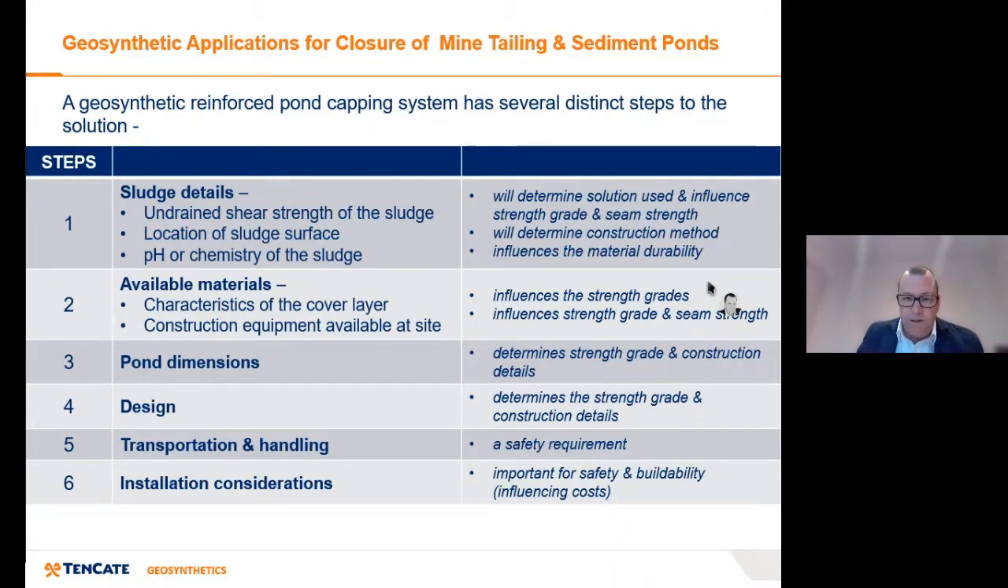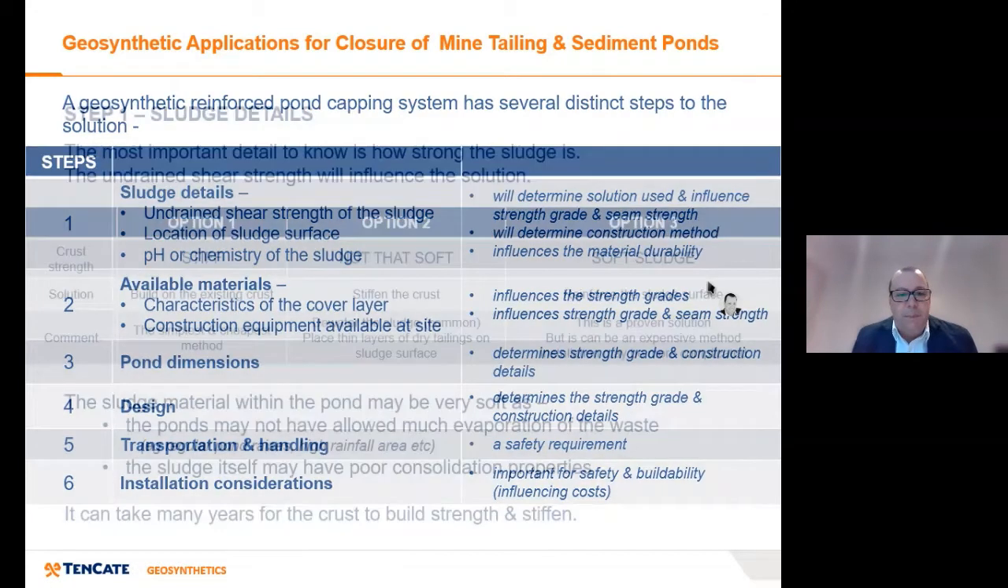And on the right hand side you can see that this is what the characteristics will influence. So for example, the sludge characteristics will determine the strength grade, the construction method and so forth. So there are reasons for determining the inputs.